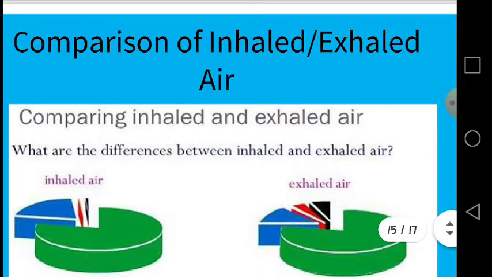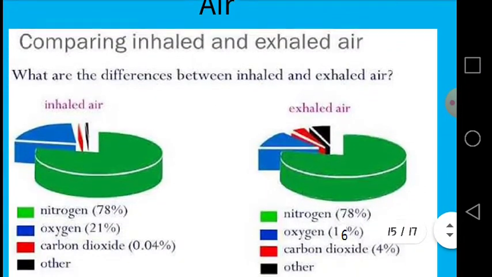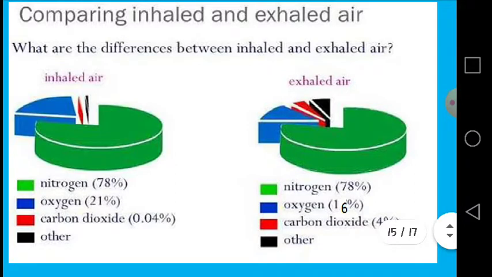There is a comparison between the inhaled and exhaled air. The air which we inhale has 78% nitrogen, 21% oxygen, and 0.04% carbon dioxide. This percentage may vary in different books. It may be written as 0.03%, so don't worry about this. And there are other particles like dust, pathogens, humidity, and water content. So inhaled air contains all these things.